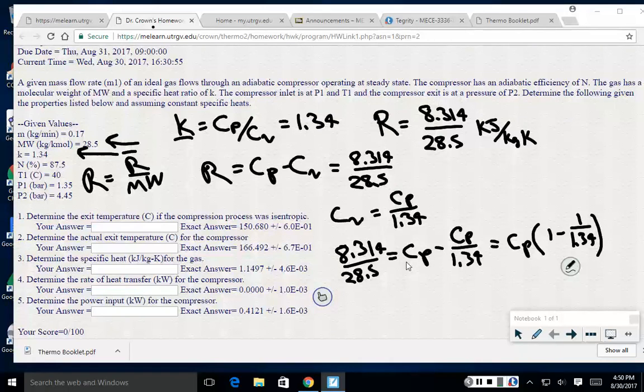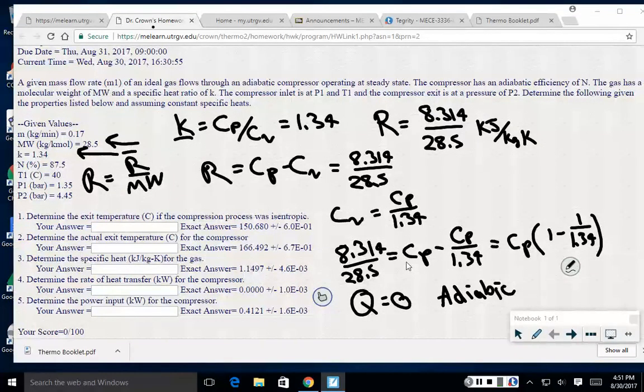Okay, the rate of heat transfer for the compressor. It's an adiabatic compressor operating at steady state, so the heat transfer is 0, because that's what adiabatic means. So Q equals 0 because it's adiabatic.